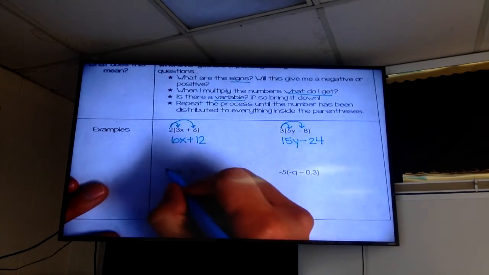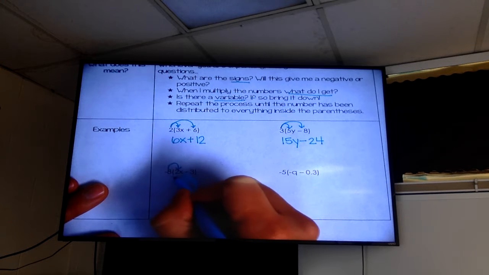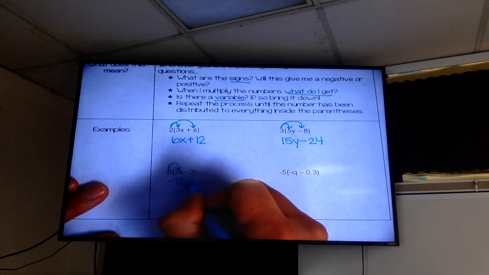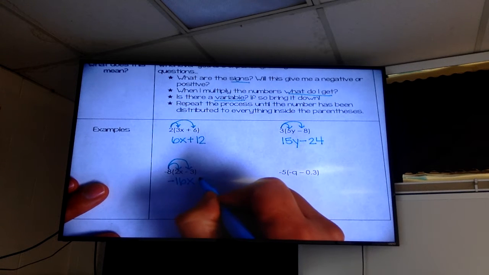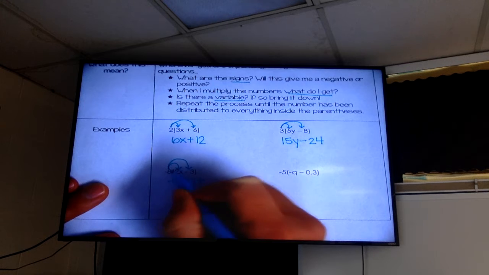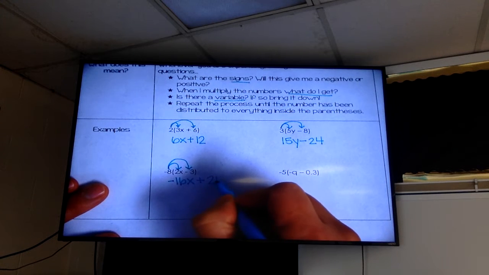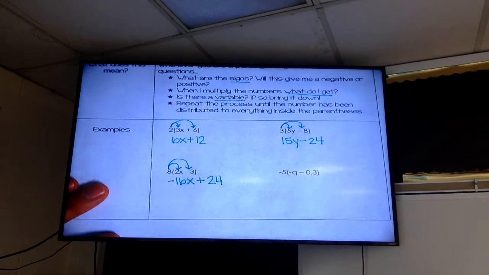So now let's see what it looks like with negatives. So I have a negative 8 that I'm distributing. So I have negative times a positive is a negative. 8 times 2 is 16. I have the variable x. Okay, I'm going to do it again. A negative times a negative is a positive. 8 times 3 is 24. There's no variable, so I'm done.